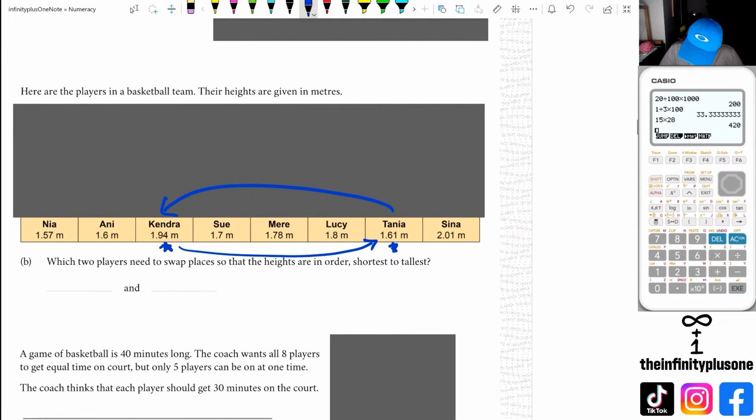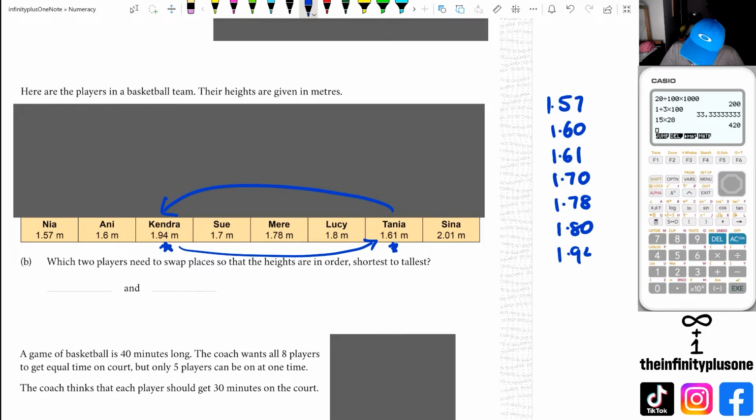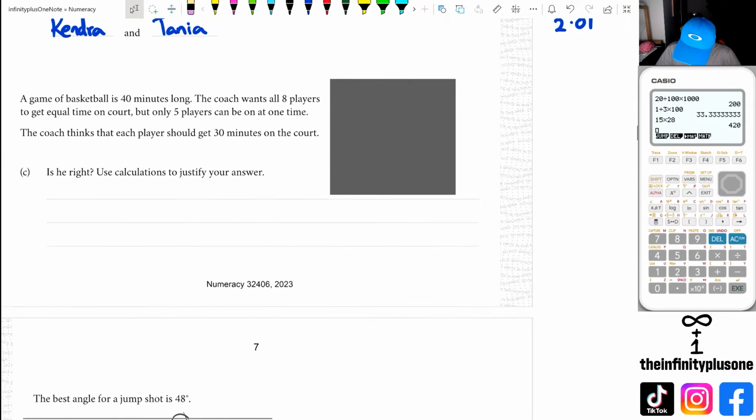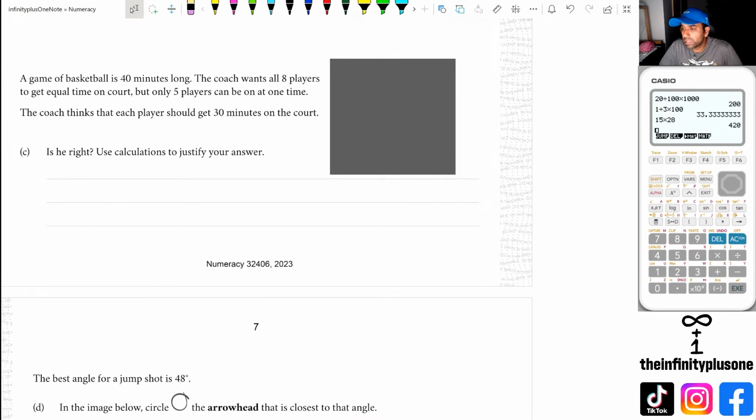So if you were to put them up, right? You've got 1.57, 1.60, which is the same thing as 1.6. Then you would get 1.61, which is Tanya, 1.70, 1.78, 1.80, 1.94, and finally 2.01. So as you can see, Kendra and Tanya need to swap places. I don't think it matters which way you write it, so you can just go Kendra and Tanya, and that's absolutely fine.